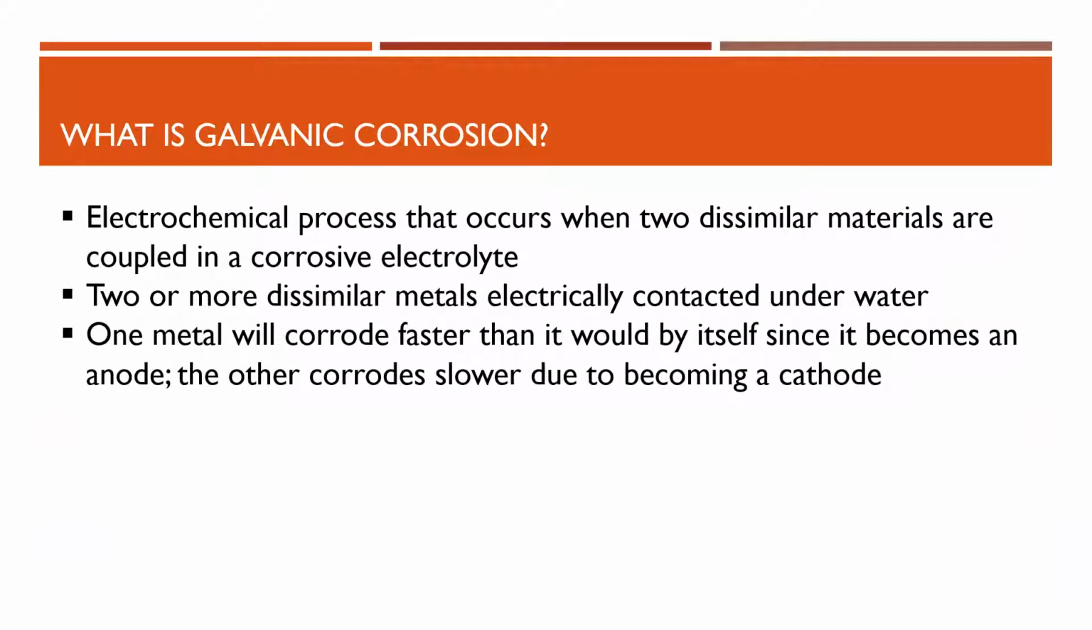Galvanic corrosion occurs when two or more dissimilar metals are brought into electrical contact underwater. One metal becomes an anode and corrodes faster than the other metal, which becomes a cathode, and that cathode corrodes slower than it would by itself. Galvanic corrosion is one of the most common types of corrosion, but it can also be the most destructive.